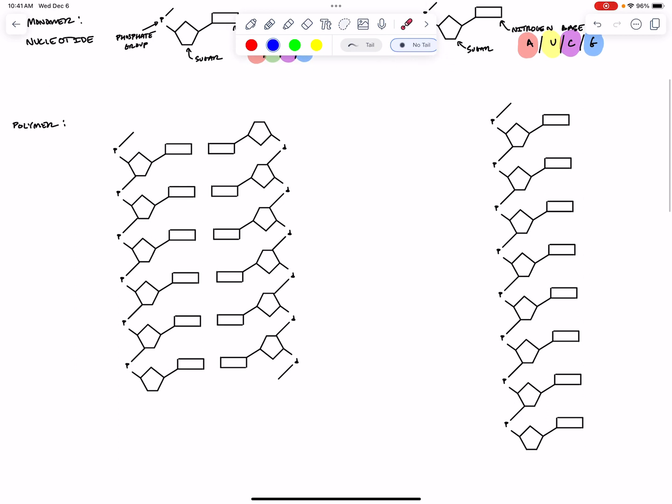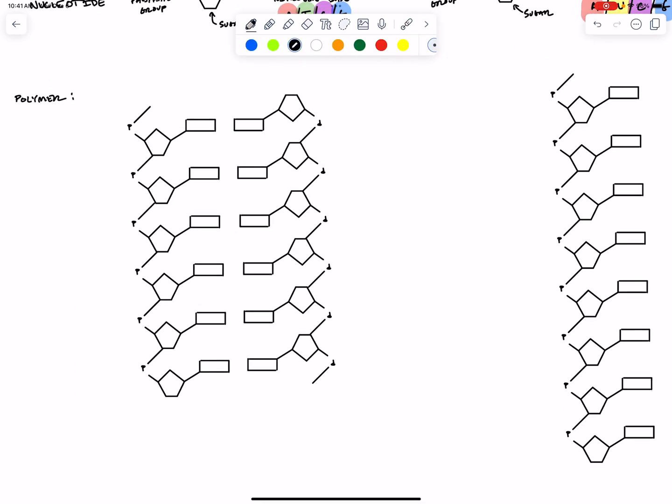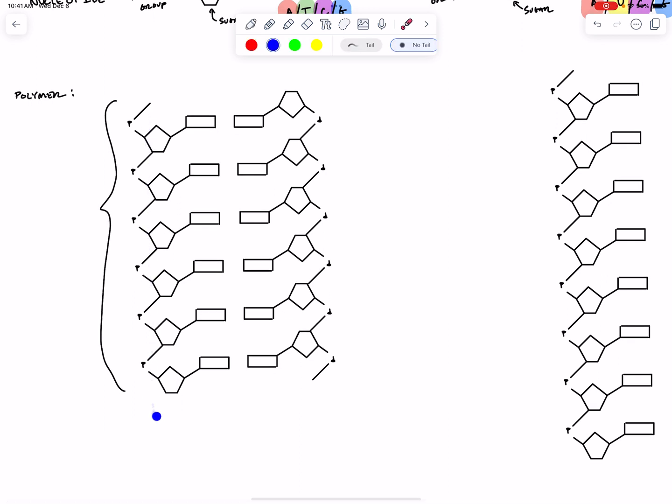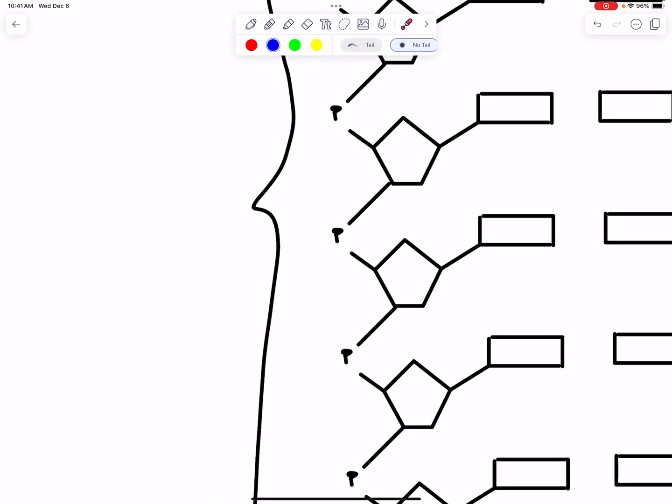So DNA is composed of 2 strands. The backbones, the 2 sides, are held together in what's called a sugar phosphate backbone.